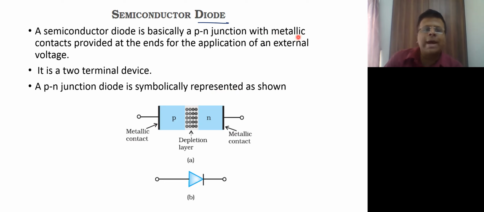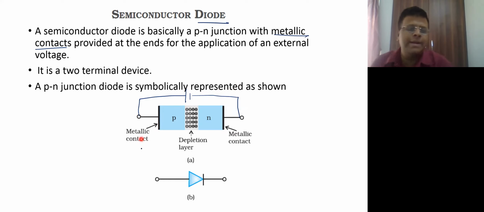One is that we are going to add a metallic contact on both sides of the PN junction so that you can effectively connect it to some biasing, like a positive terminal or a negative battery. And this is the simplest symbol of a PN junction diode.